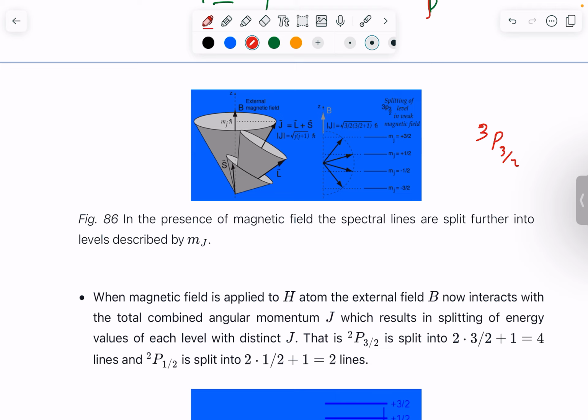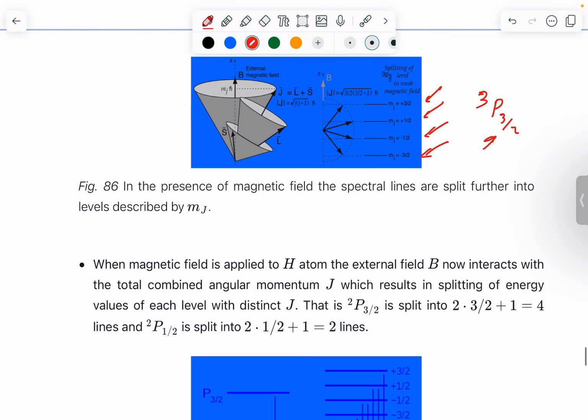So basically, it's describing an electronic state where the J value is equal to 3/2, so it's going to give you 4 possible projections of the J value, right? And all these guys are going to be split because of the spin-orbit coupling.